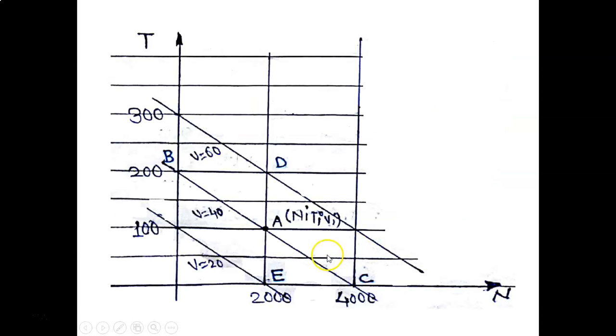Again, on the y-axis torque is there: 100, 200, 300. On the x-axis speed is there: 0, 2000, 4000. Due to interaction of torque and voltage, voltage and speed, these are the voltage lines: V is equal to 20, V is equal to 40 and V is equal to 60. Now we will determine the differential equation.